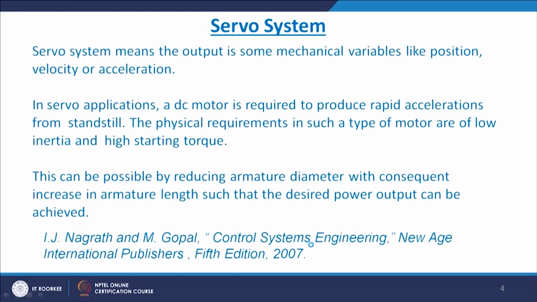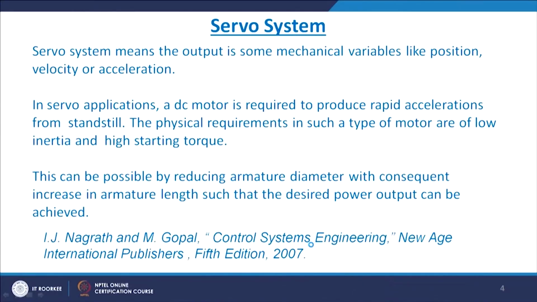Now, about the servo system. Normally those who are studying the electrical machines subject normally call them motors, AC motor, DC motor. But whenever we have to use this motor in control, it has to be called a servo motor. What is servo? Servo means your output is in terms of position, velocity or acceleration. So, the point is that servo means the output is some mechanical variable like position, velocity or acceleration.